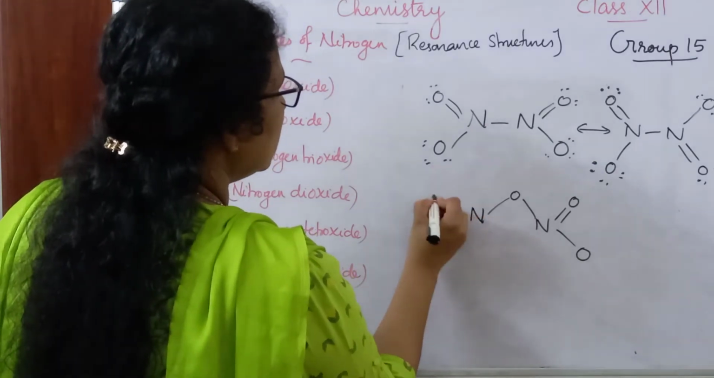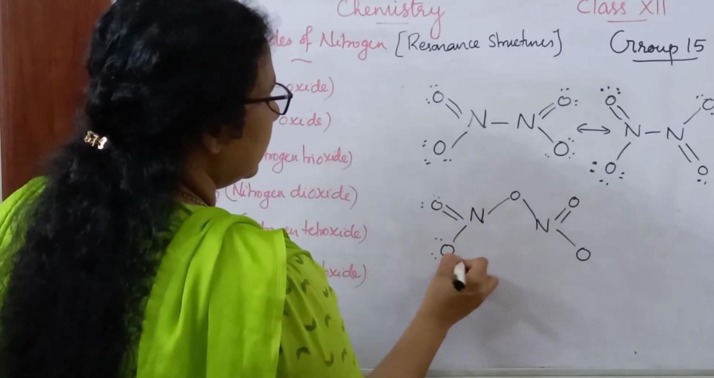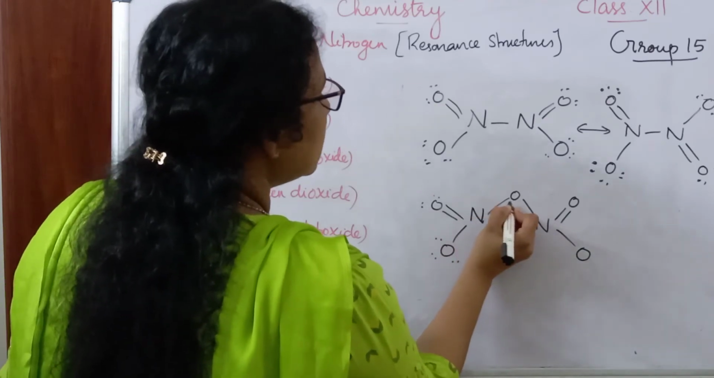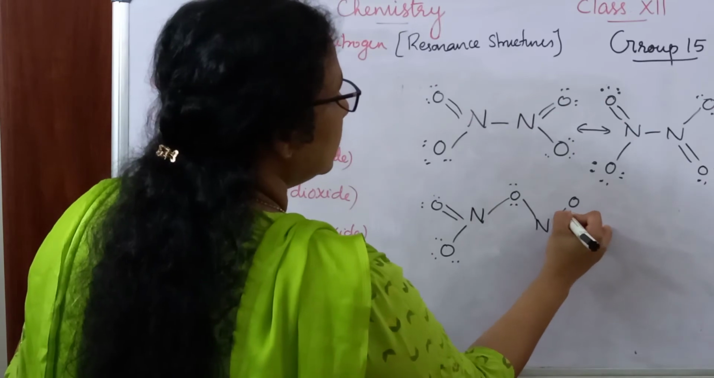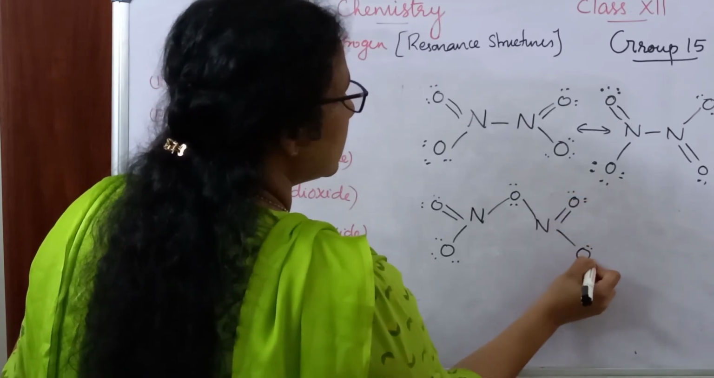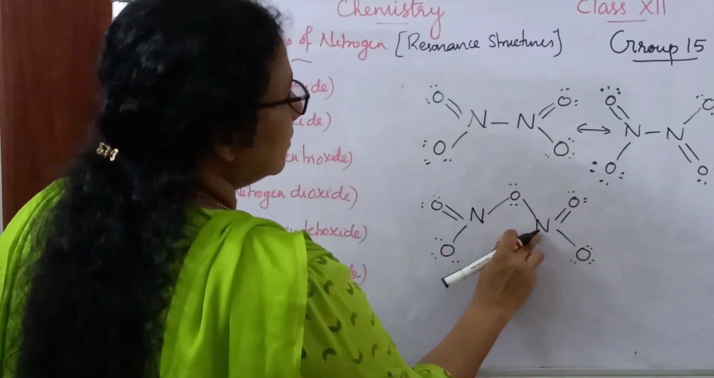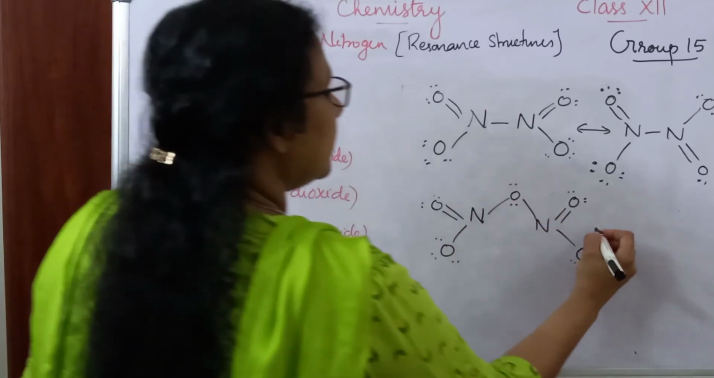Here 2, 4, 6, 8. Here 2, 4, 6, 8. This nitrogen also already satisfies octet, and this oxygen 2, 4, 6, 8. Here 2, 4, 6, 8. Here 2, 4, 6, 8. So this nitrogen satisfies octet. So this is the first structure.